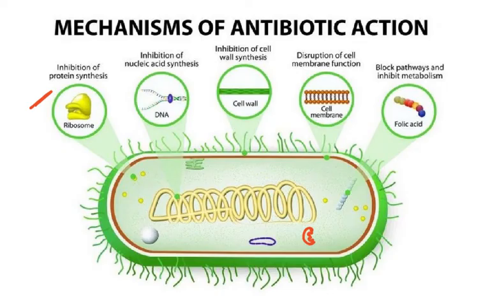Then inhibition of cell wall synthesis. The cell wall cannot be made. You know, one bacteria divides into two bacteria by binary fission. So the cell wall needs to be synthesized for the new bacteria. Now, if that is not going to be done, the bacteria is not going to reproduce.